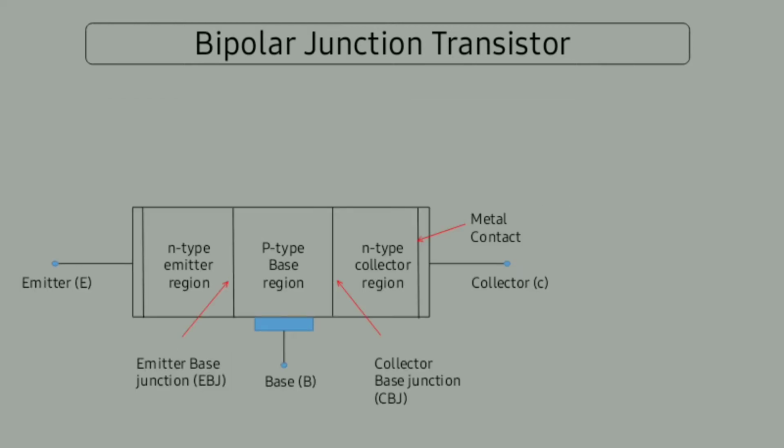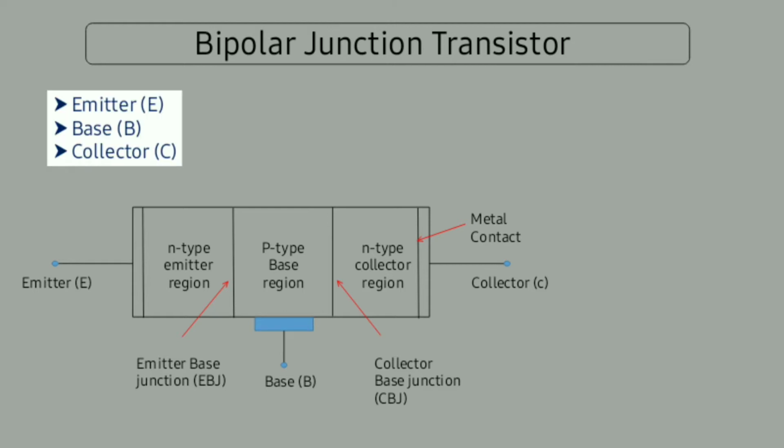Next we shall see the terminals of BJT, namely emitter, collector, and base, and there are two types of BJT, NPN and PNP. With N-type emitter, P-type base and N-type collector, the transistor is called NPN transistor. Similarly, with P-type emitter, N-type base and P-type collector, the transistor is called PNP transistor.